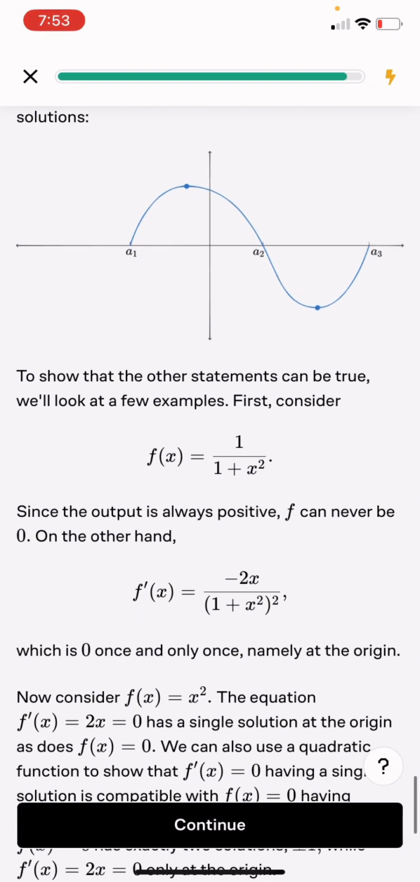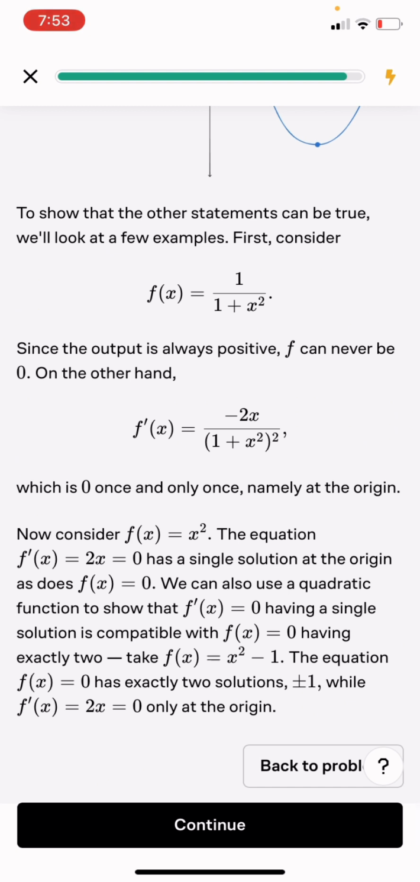Now consider f(x) equals x squared. The equation f prime of x equals 2x equals 0 has a single solution at the origin, as does f(x) equals 0. We can use a quadratic function to show that f prime of x equals 0 having a single solution is compatible with f(x) equals 0 having exactly 2. Take f(x) equals x squared minus 1. The equation f(x) equals 0 has exactly 2 solutions, plus or minus 1, while f prime of x equals 2x equals 0 only at the origin.